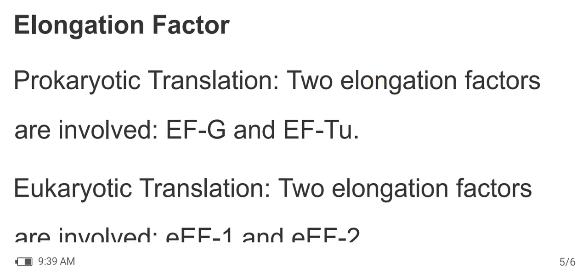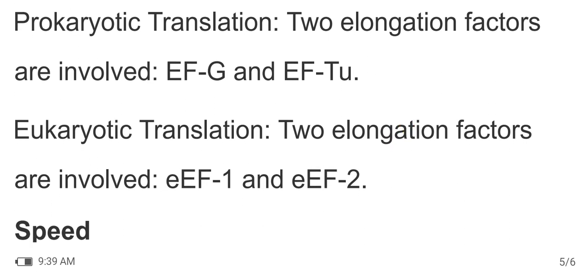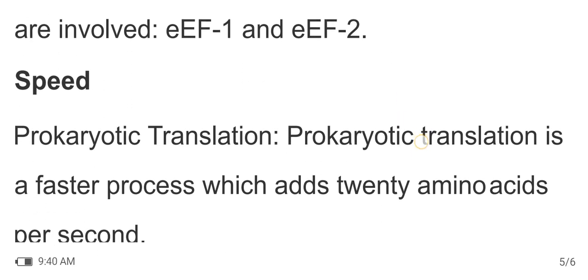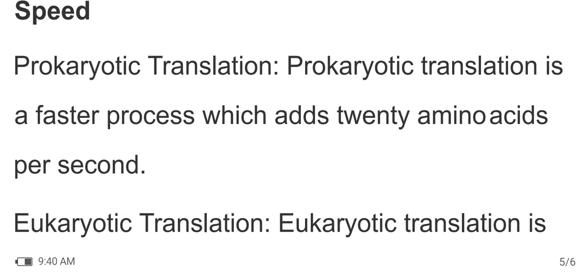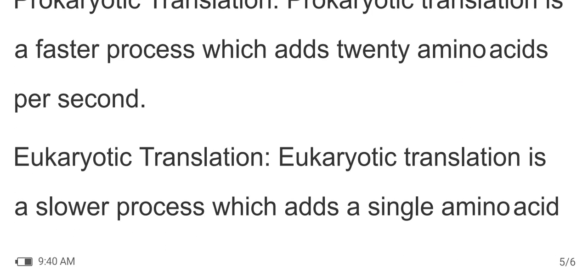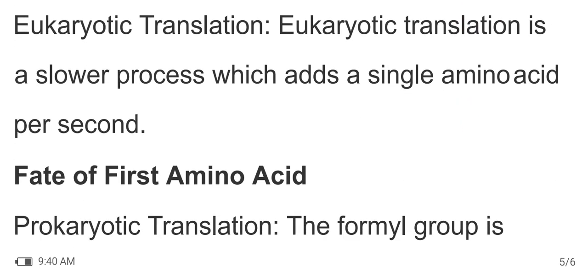Elongation factors: in prokaryotic translation, 2 elongation factors are involved, EF-G and EF-Tu. In eukaryotic translation, 2 elongation factors are involved, EEF1 and EEF2. Speed: prokaryotic translation is a faster process, which adds 20 amino acids per second. Eukaryotic translation is a slower process, which adds a single amino acid per second.